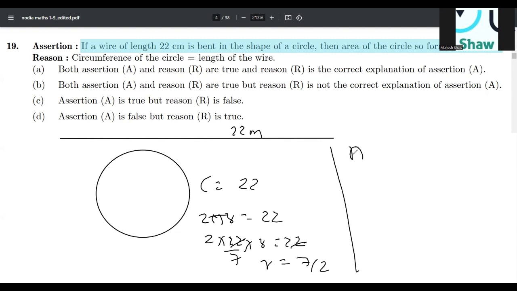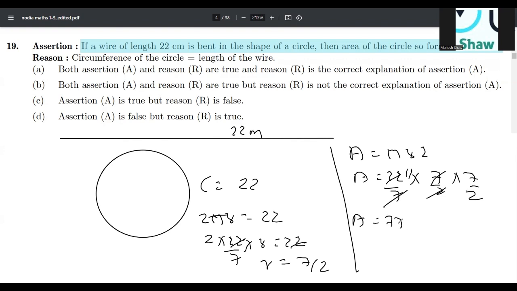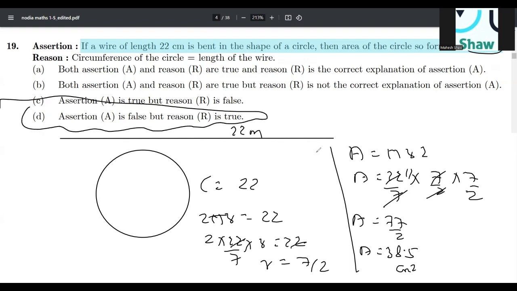Now let's determine its area. Area of a circle is pi R square, and pi is 22 over 7, and R square is 7 over 2 into 7 over 2. I can reduce this, and this could also be reduced. Area comes out to be 77 over 2, which is approximately 38.5 meters square. If it is centimeter, then centimeter square. But the reason assertion given says 10, so it cannot be 10. So this is wrong. So option D by default has to be the answer when A is false.